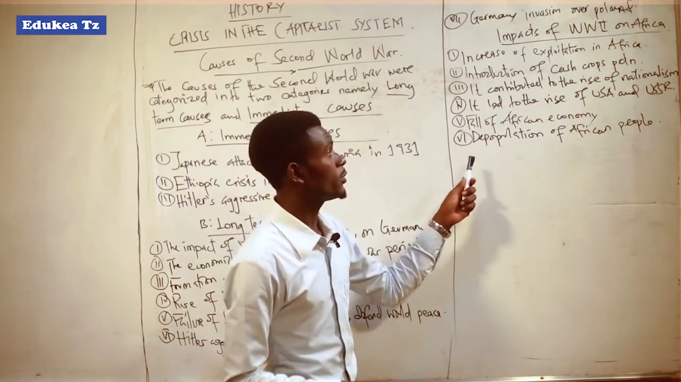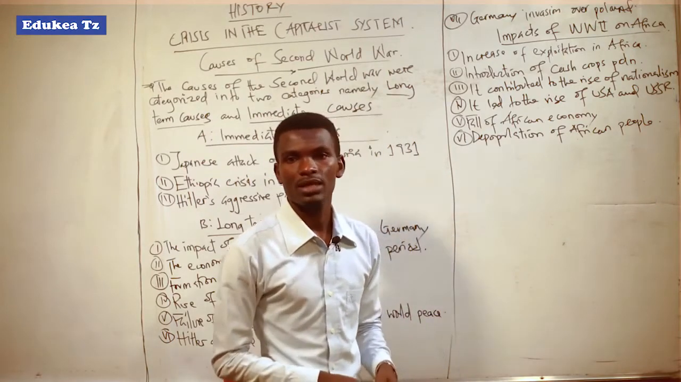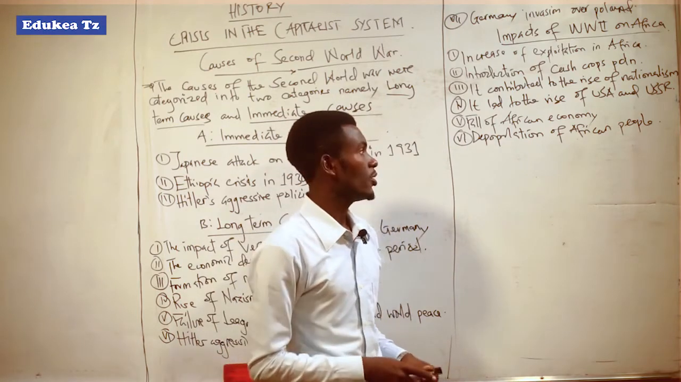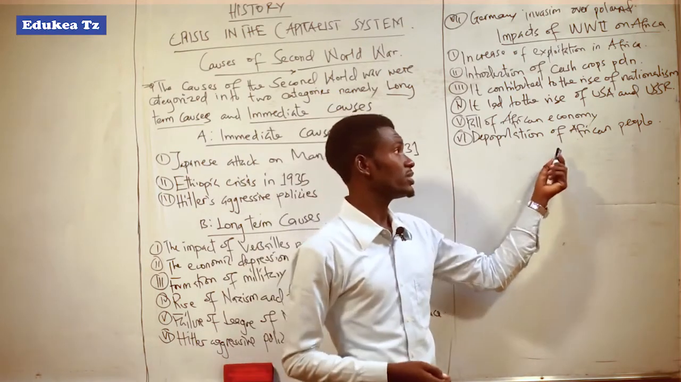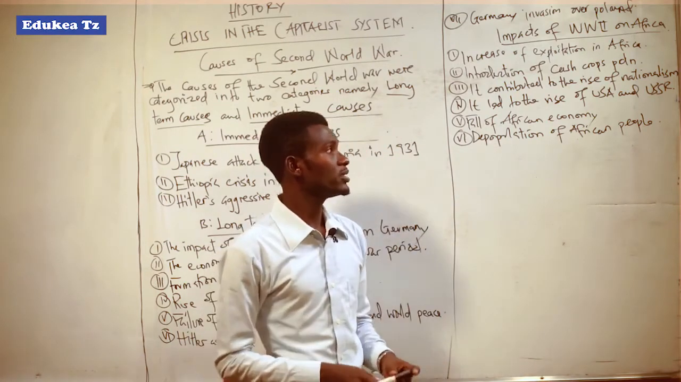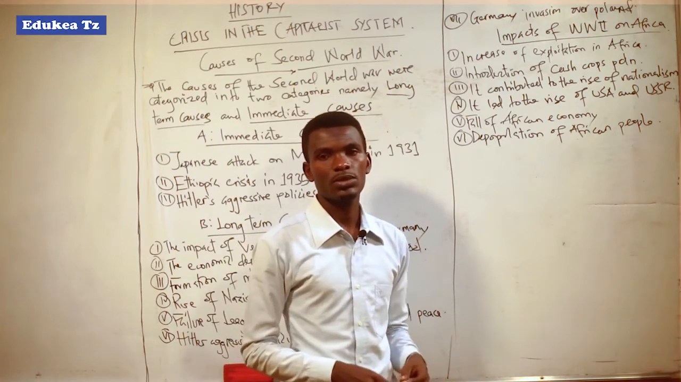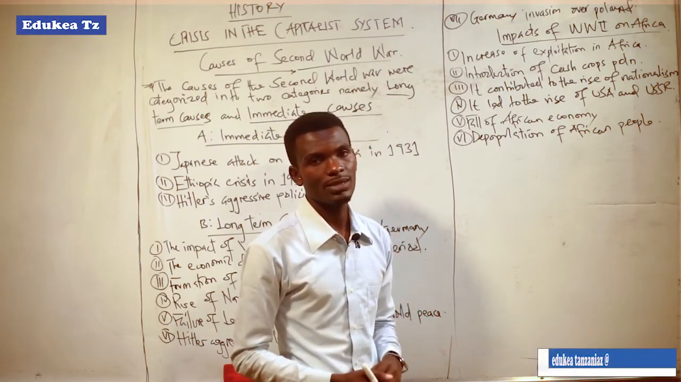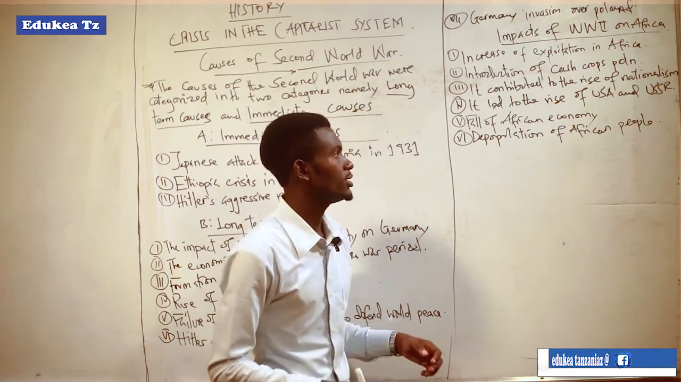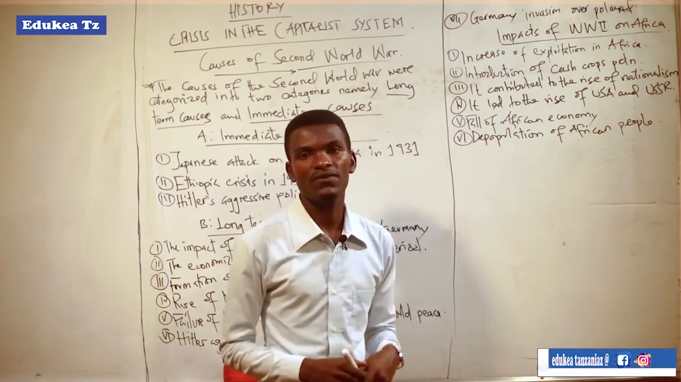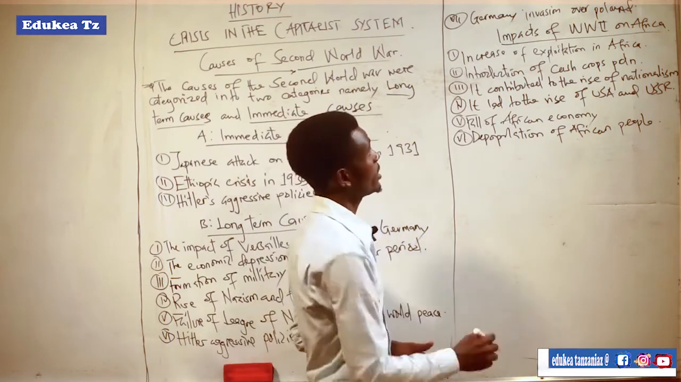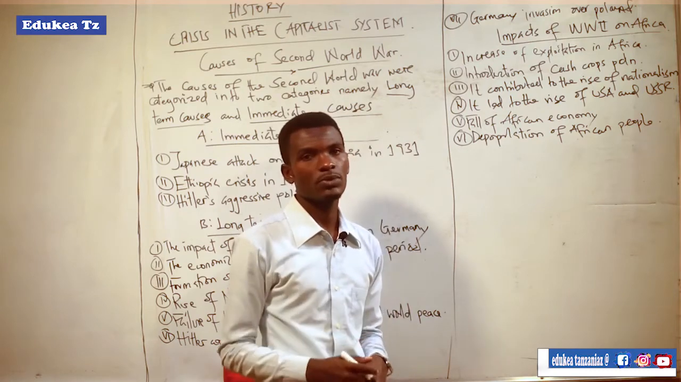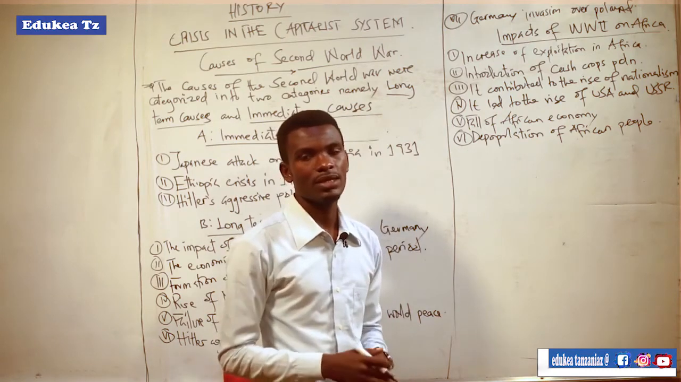But the last one was the population of African people. It means that the people who were taken to fight in the war on behalf of their colonial masters led to the separation of families, and the population of African societies decreased because many youths were taken as soldiers by the colonial masters to fight in the war, and that led to the decrease of population in African societies. So this was the impact of the Second World War, and this is the end of our first topic in Form 4, which is the crisis in the capitalist system.